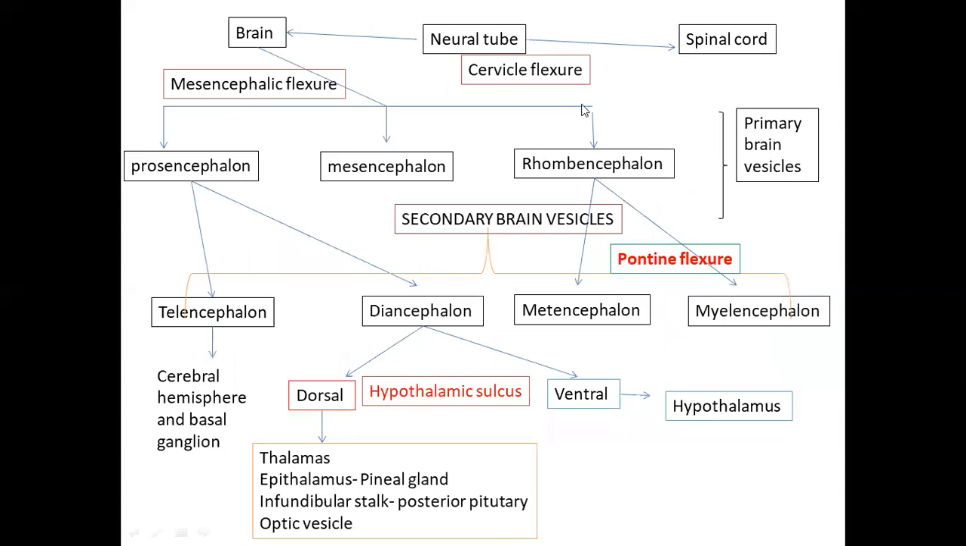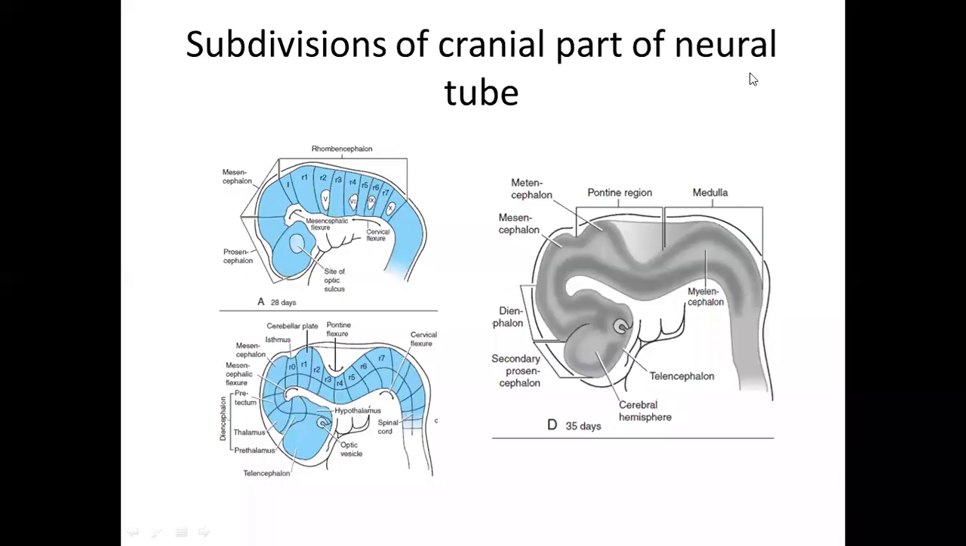So this is a brief summary. So the neural tube, because of the cervical flexure, because of the head folding, got divided into a spinal cord, which is the caudal part, and a cranial part, which is the brain vesicle. Now, further, a mesencephalic flexure divided. So now we'll proceed further.